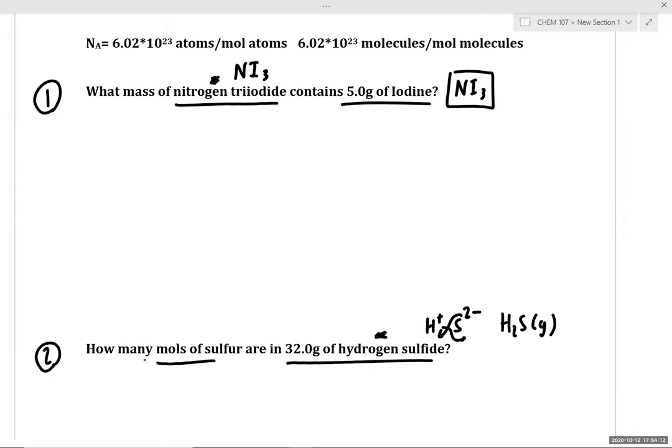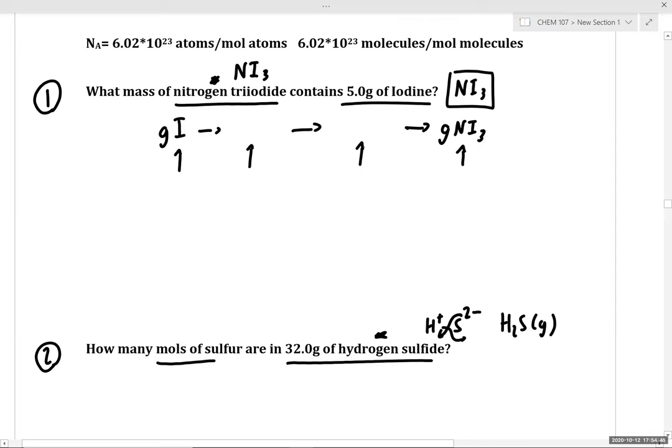Okay, so let's discuss. We're asked to calculate what mass of nitrogen triiodide contains 5 grams of iodine. So we're given the grams of iodine, and we're asked to calculate the grams of nitrogen triiodide. Now, how do we relate an element and a molecule? How do we relate the amount of atoms of an element and the number of molecules? What units? Do we use the Avogadro number? Atoms? So you can, though it would add more steps. If we wanted to relate the amount of an element in a compound to the amount of a compound, what intermediate units are we going to go through?